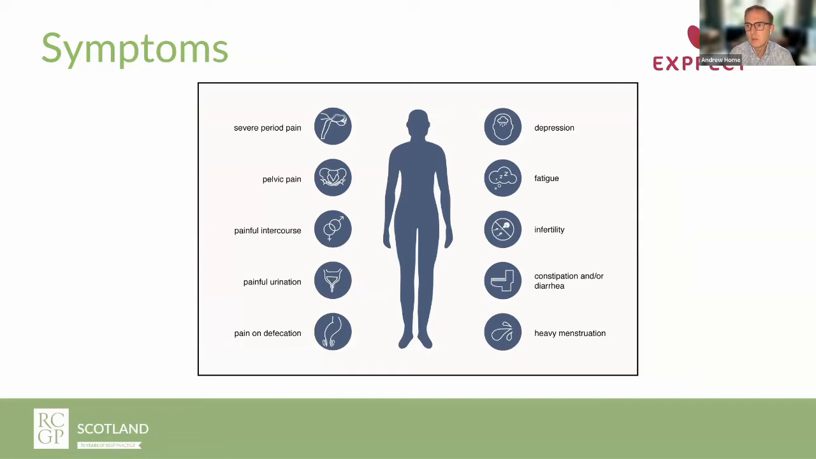But endometriosis is also associated with a range of other symptoms. It can affect mental health, it can be associated with fatigue, it can be associated with difficulty getting pregnant, and a range of bowel symptoms such as diarrhea, constipation. And because of its association with adenomyosis, it's also often associated with heavy menstruation.